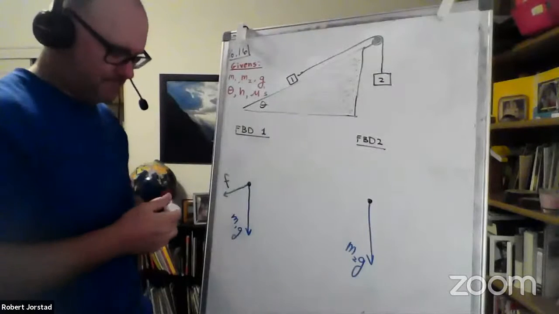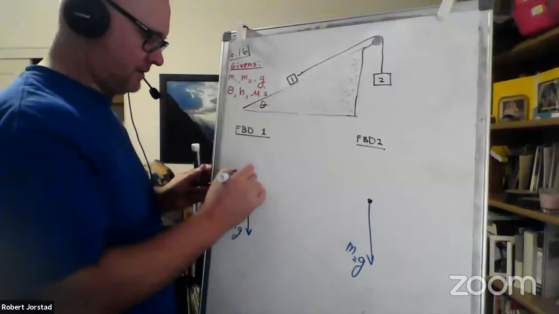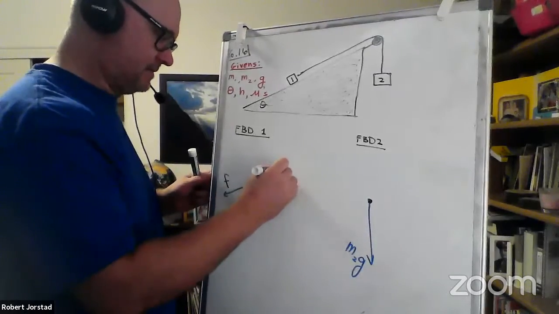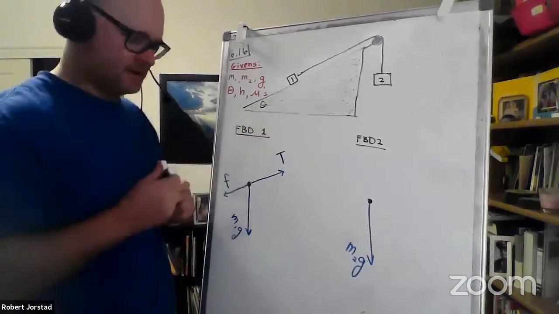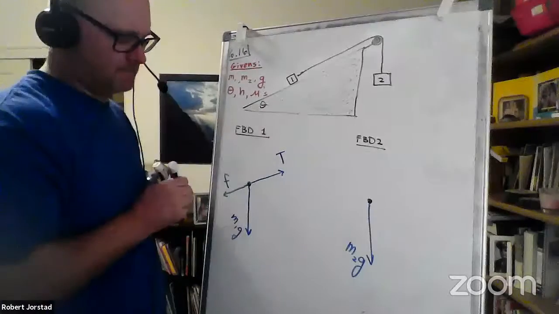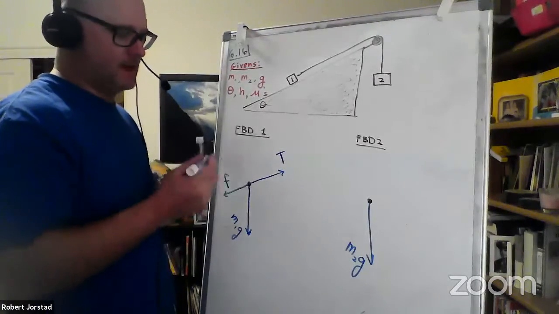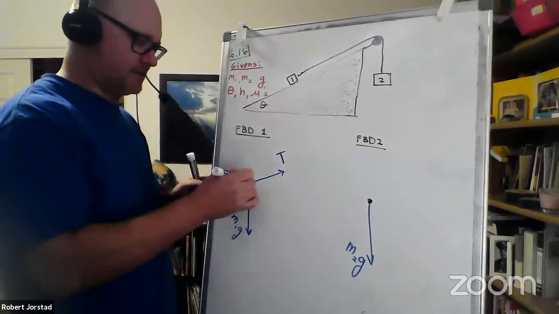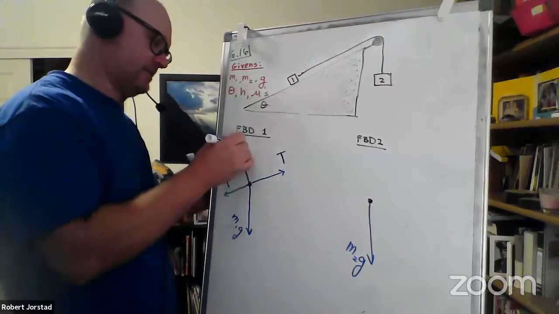Okay, what else do we have? Tension. Which way does that point? Up the plane. On block 1, it points up the plane. What else? And normal force. Okay, and which way is that? Up and to the left. Yeah, so perpendicular to the plane, which in this case is up and to the left. Hopefully I'm drawing it straight.